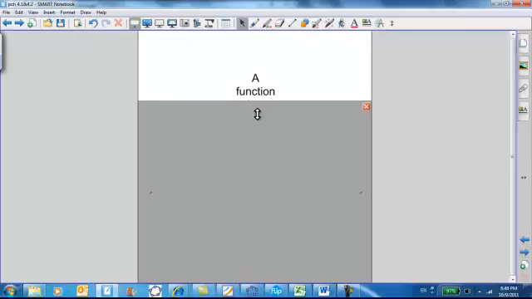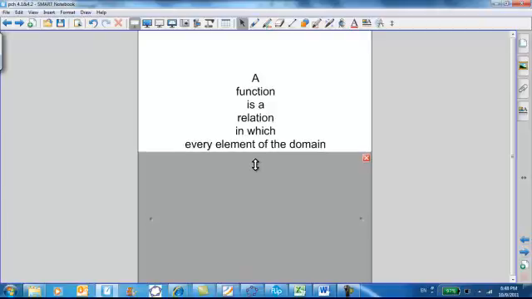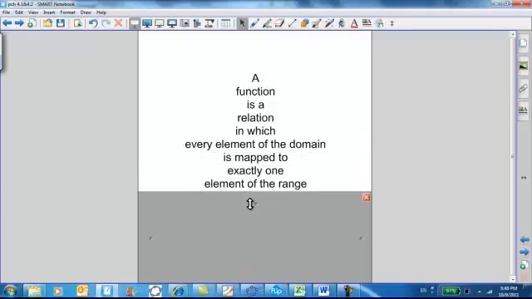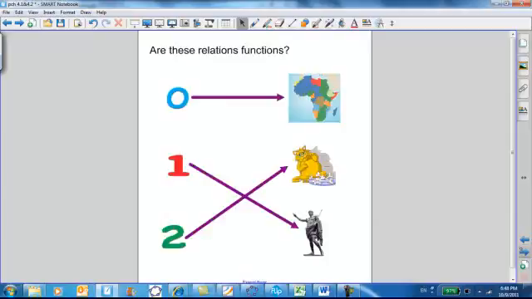A function is a relation in which every element of the domain is mapped to exactly one element of the range. Keep this definition in mind when we look for the different tests of a function. And so let's look at a series of functions. Are these relations functions? Here's a mapping. Is this a function or not? Yes or no? Think about it.